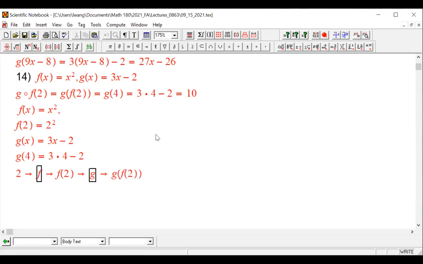Numerically, after F is used, what do we get? We get 4, right? So 4 is used as input to G. So in the end, we got 10. Oh, sorry. So this is 10. This is the arrow, and this is 10. You got it?